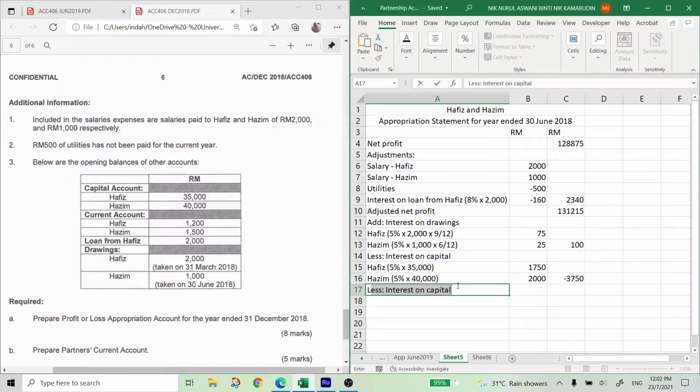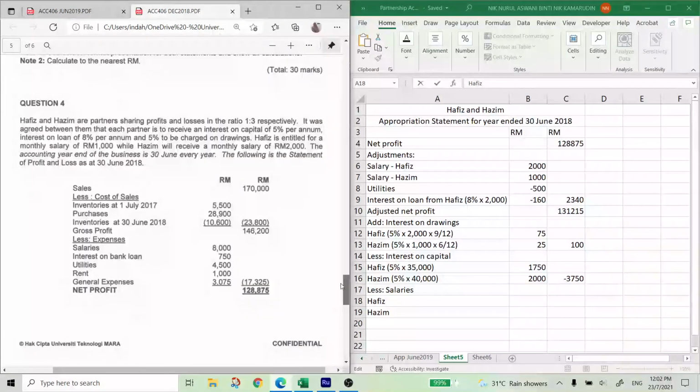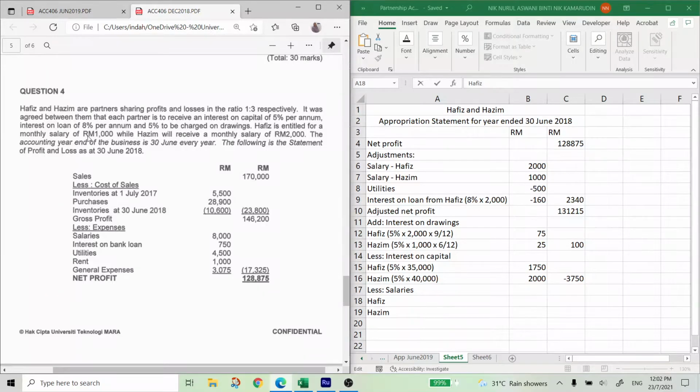Next is less salary to Hafiz and Hazim. The salaries here are the amount of salaries per annum, or from the first day they are entitled to receive their salary. Hafiz is entitled to receive a salary of 1,000 per month, and Hazim 2,000 per month. So this is 12,000 and this is 24,000.